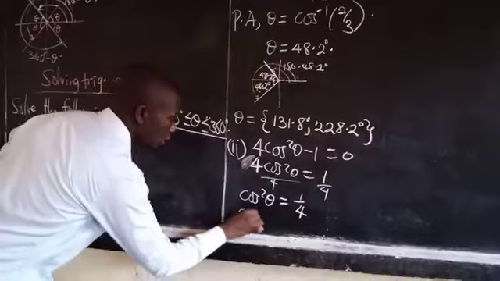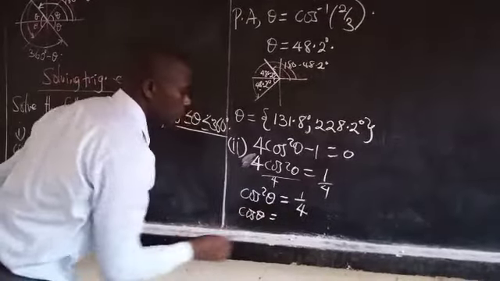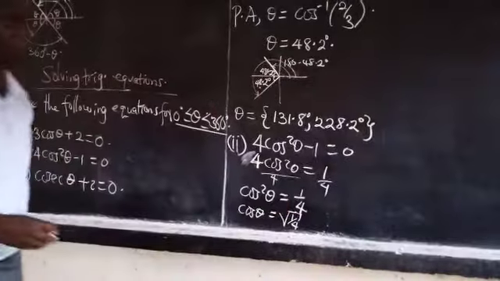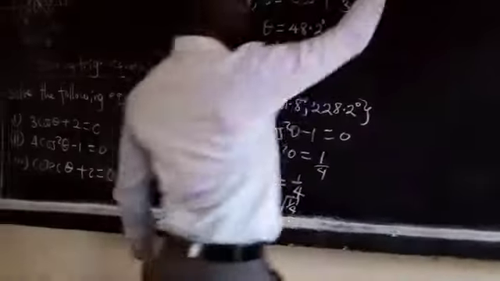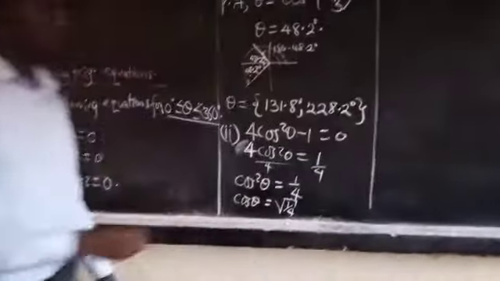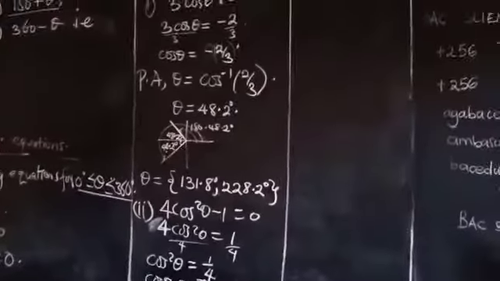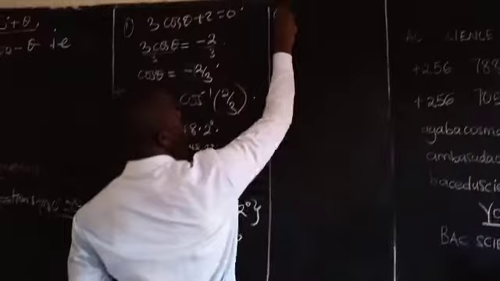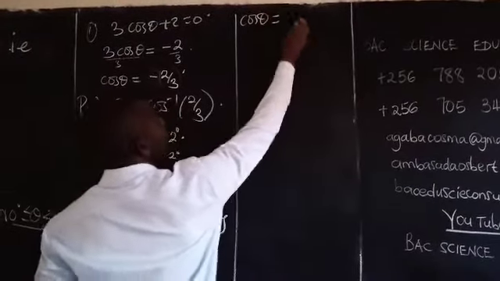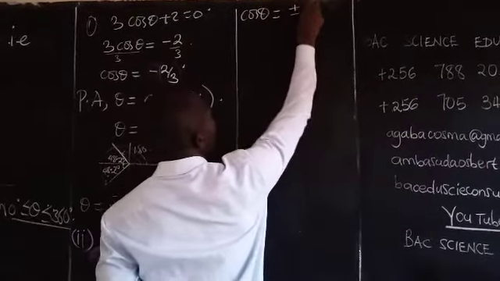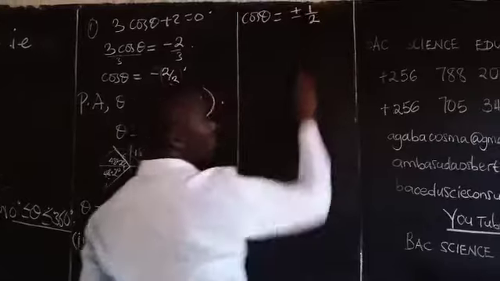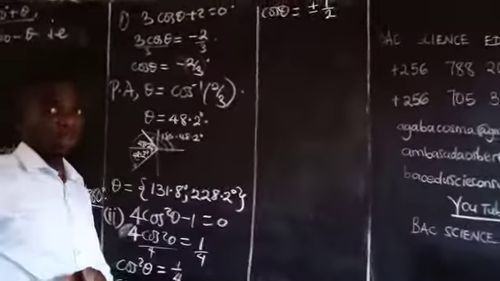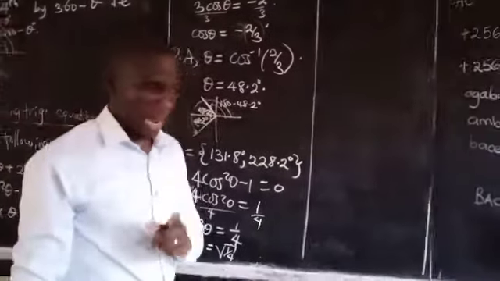So cos theta equals the square root of 1 over 4. What does it give us? So what is cos theta? Cos theta equals plus or minus a half. Remember, whenever you take the square root of any number, it will give you a plus or a minus.